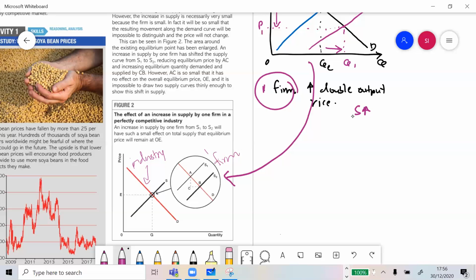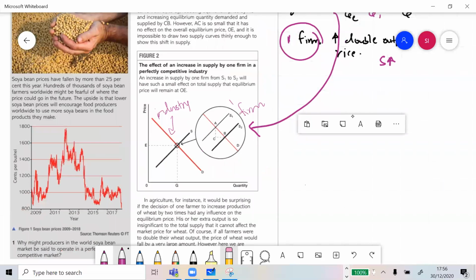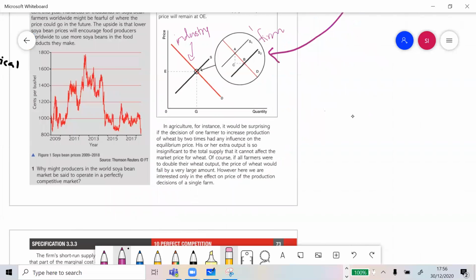So no matter one firm increasing the supply, it's not going to make a big difference in the industry's demand and supply curve. However, if many firms are going to do it, definitely it will have a greater impact. In agriculture, for instance, it would be surprising if the decision of one farmer to increase production of wheat by 2 times had any influence on the equilibrium price.